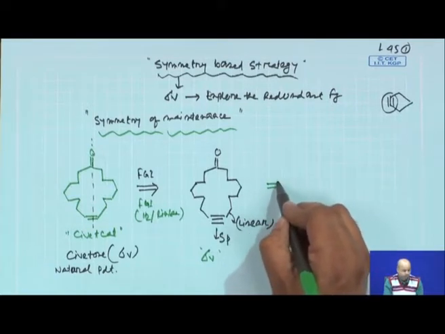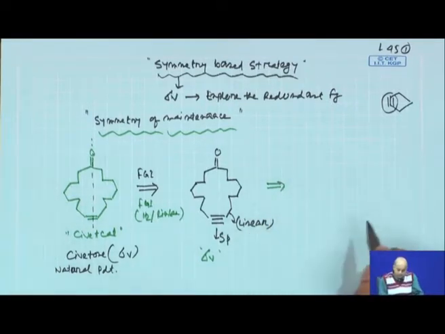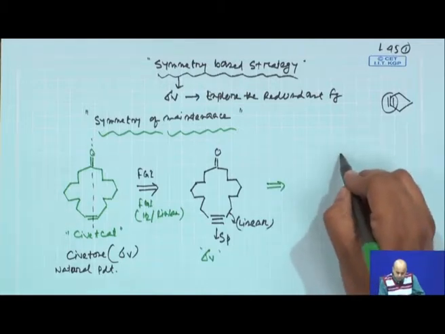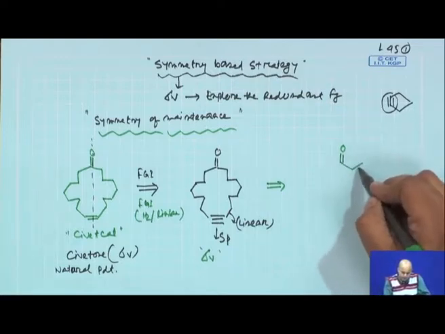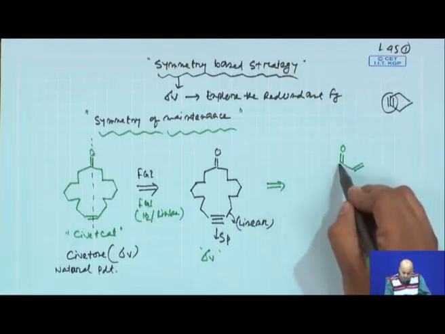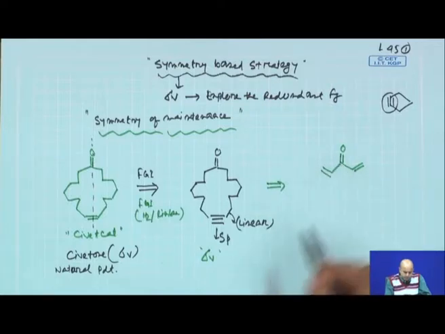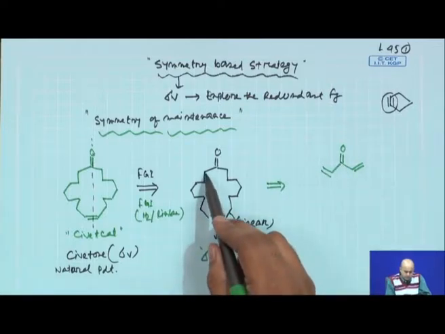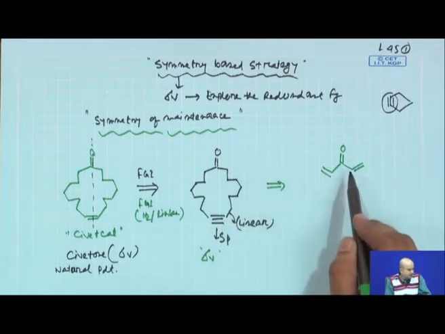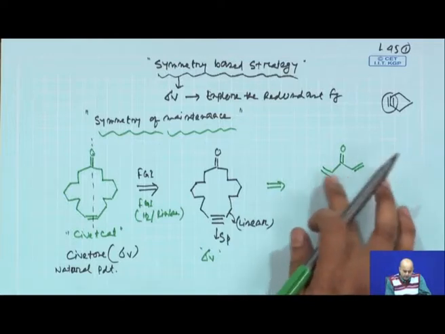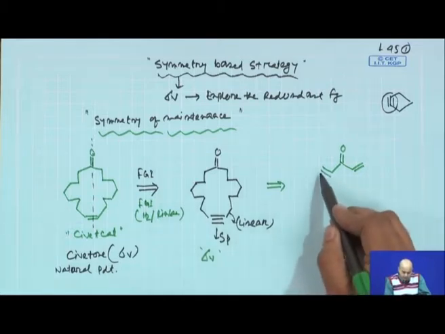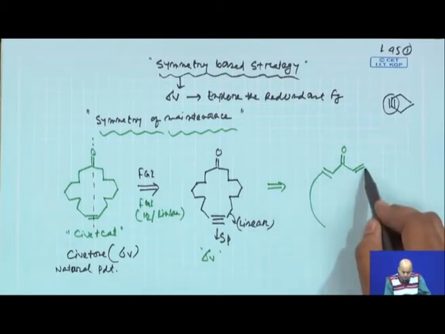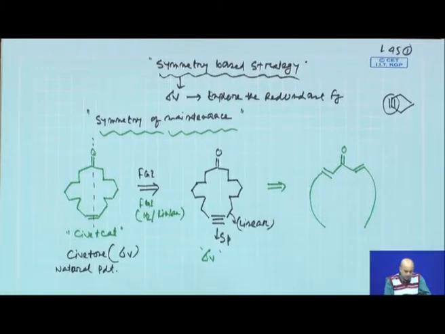Now the next disconnection, which was proposed by the researchers, is that if this alpha beta unsaturated ketone was used as a starting material, then you can reduce this alpha beta unsaturated ketone to get this cyclic ketone. Now this part I won't write the CH2, because you know how many CH2s are there.